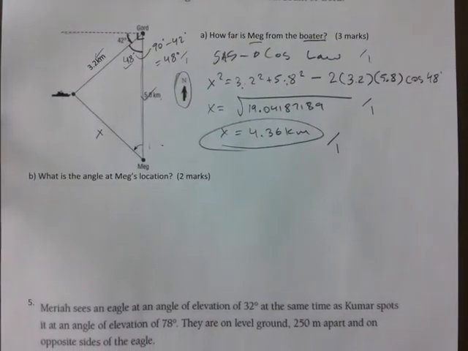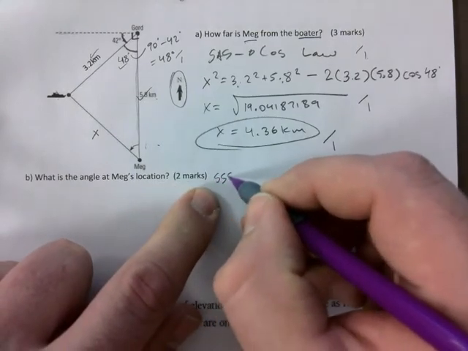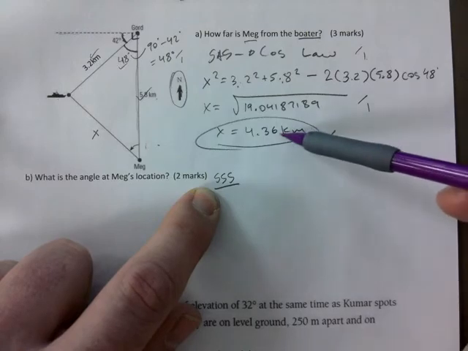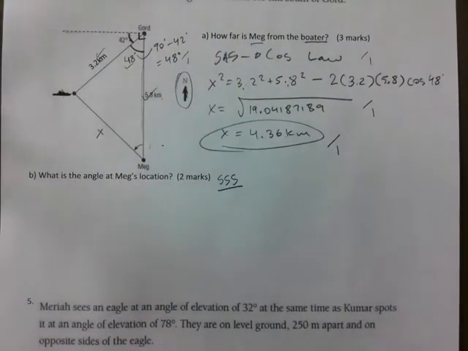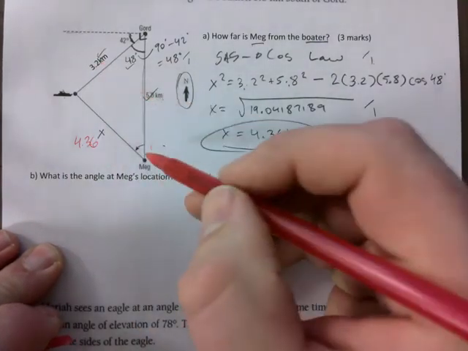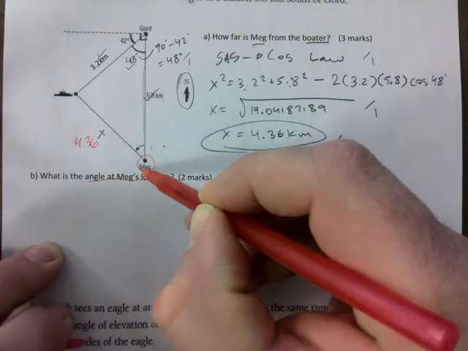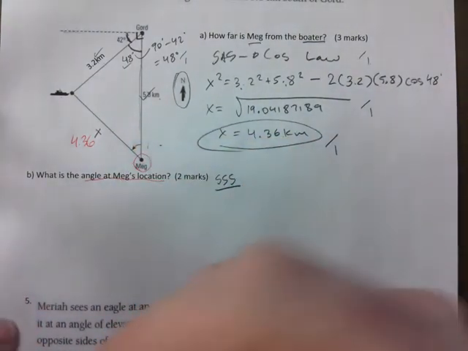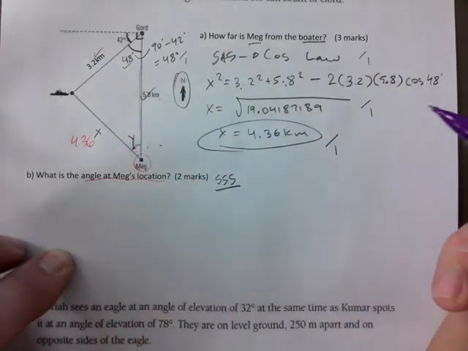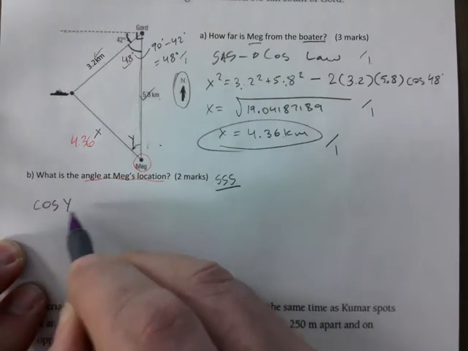And here I want to see how you work this one out. Technically, now you have a side, correct? Does that make sense? If I find this side, which is 4.36, I now have side, side. So they want that angle at Meg's location right here. So this is what I want. I'm going to call that y. You can put a y in there for that angle. So I'm going to say cosine of y.